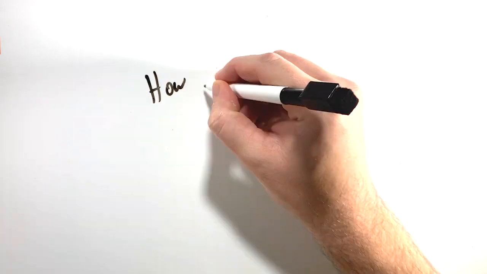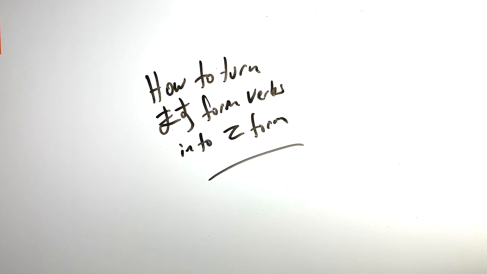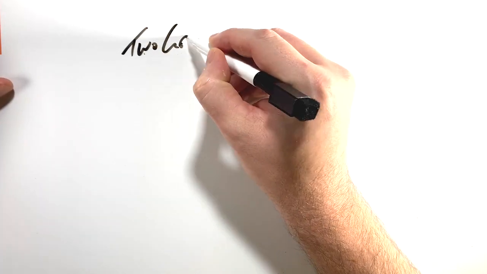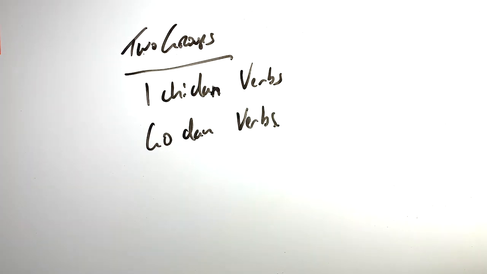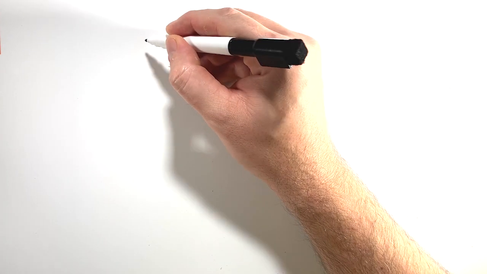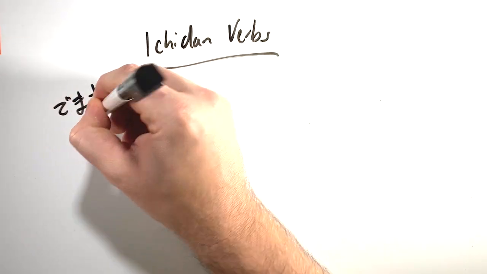Today I'm going to show you how to turn masu form verbs into te form. There are two groups: ichidan verbs and godan verbs. Let's start with the ichidan verbs because they are the easiest. So how do you tell if you have an ichidan verb? Here are some examples of ichidan verbs.